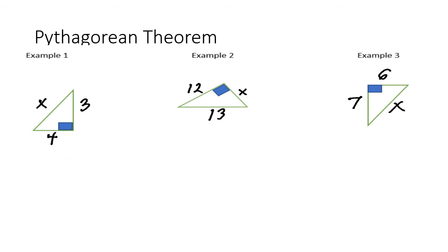Now, once you have your actual sides labeled and identified, there is a formula that was derived a long time ago by this said Pythagoras, known as the Pythagorean theorem. And what it says is that the length of leg A squared plus the length of leg B squared will always equal the length of the hypotenuse squared.